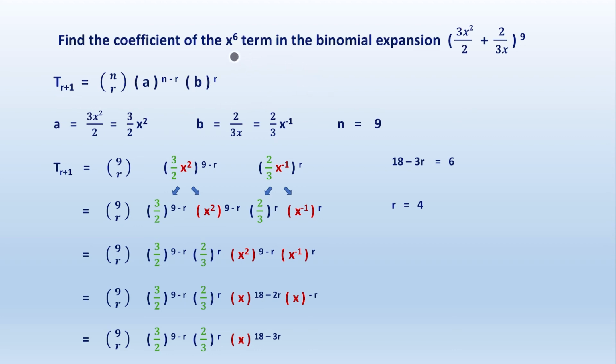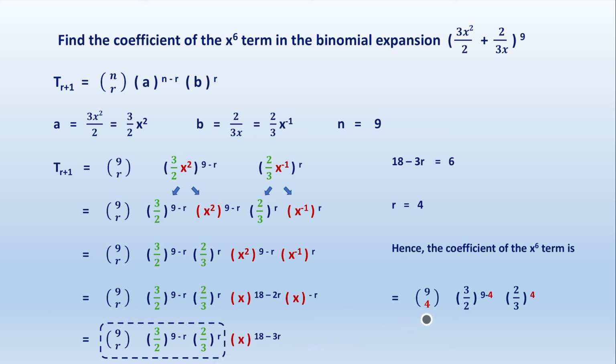And the coefficient of the x to the power of 6 term can be found simply by substituting r equals 4 into this expression over here, and hence we have 9C4 (3/2) to the power of 9 minus 4, and (2/3) to the power of 4. And that will simplify to 189. Hence, the coefficient of the x to the power of 6 term in this binomial expansion would be 189.